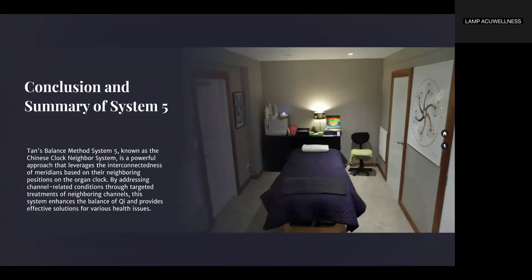Tan's balance method, System 5, known as the Chinese clock neighbor system, is a powerful approach that leverages the interconnectedness of meridians based on their neighboring positions on the organ clock. By addressing channel-related conditions through targeted treatments of neighboring channels, this system enhances the balance of qi and provides effective solutions for various health issues.